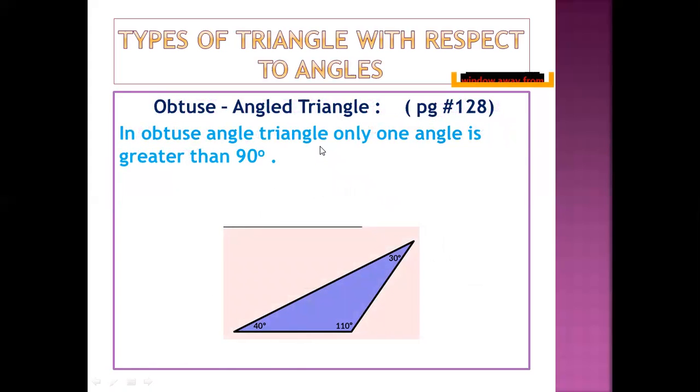Then obtuse angle triangle, you also learned there. Obtuse angle, the angle which is greater than 90 degree and less than 180 degree is called obtuse angle. Now according to this obtuse angle triangle, only one angle is greater than 90 degree. Only one angle. Other two angles will be less than 90, they are acute, but only one angle will be greater than 90 degree. As you see in the diagram, only one angle, 110 degree, is greater than 90.